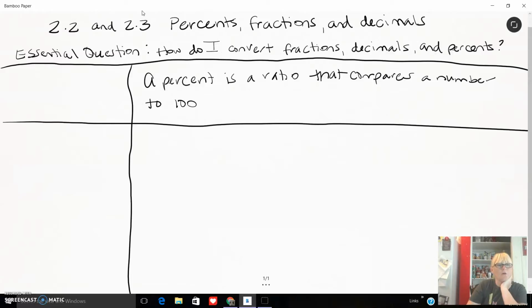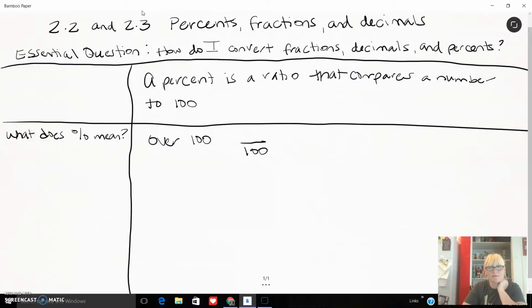All right, so when you see the percent sign, what does that mean? Well, percent means over 100. So it's actually taking that number that's a percent and putting it over 100 in a fraction. So it would look like this. Okay, and when I see this fraction line, the fraction line actually tells me to do what? Divide.